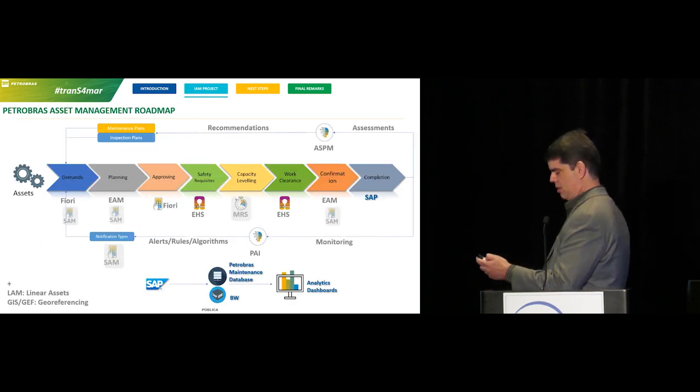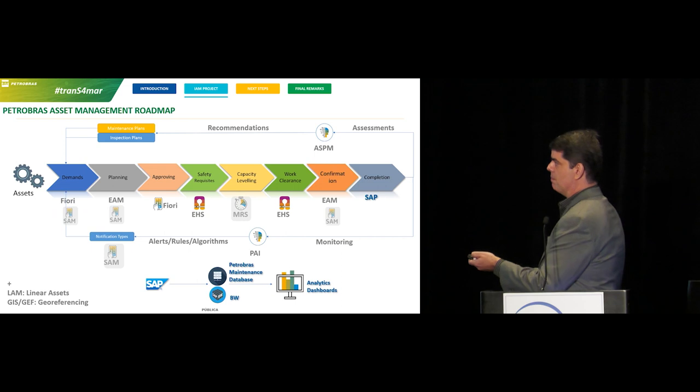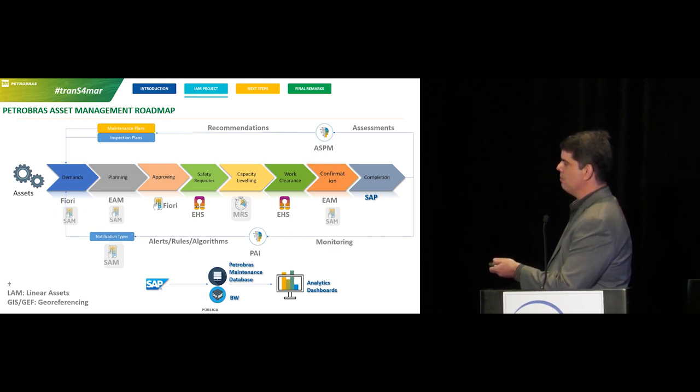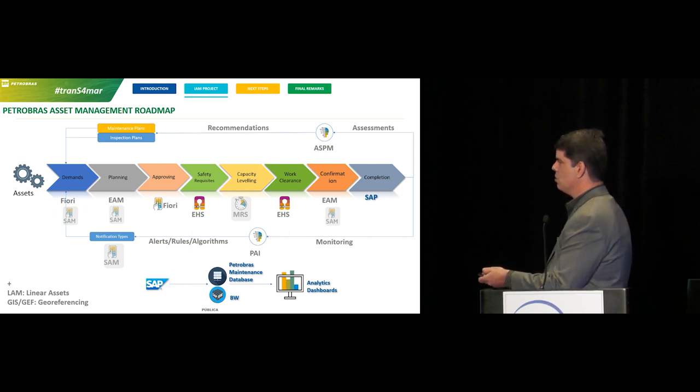Okay. Just talk about closing the loop of reliability, okay? First we have the demands, the planning, the maintenance planning, the approving, the safety, the leveling, the work clearance, confirmation, and completion of the maintenance, okay? This is the main processes involved in maintenance.